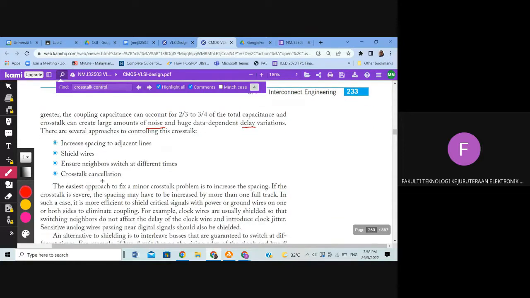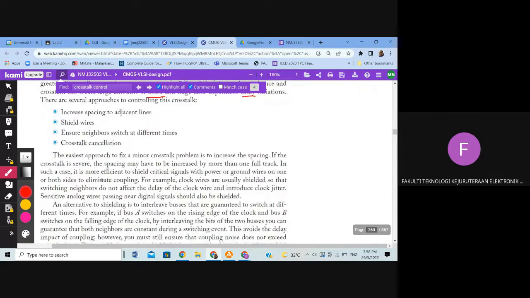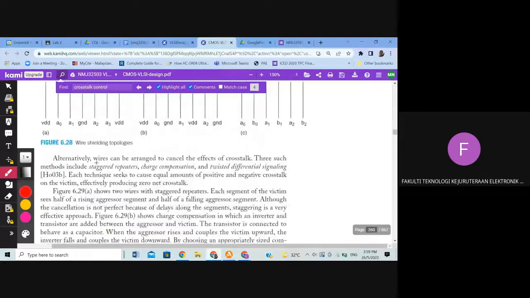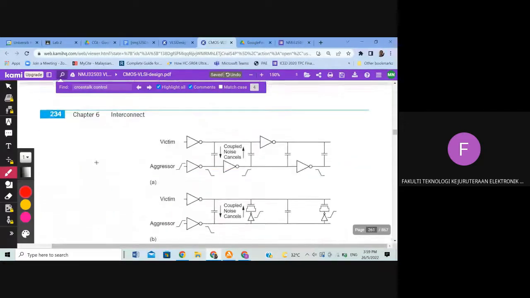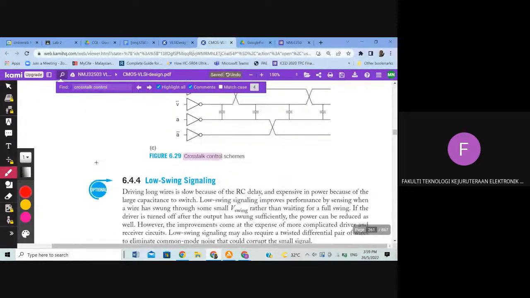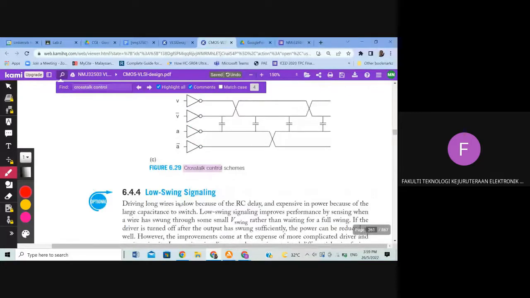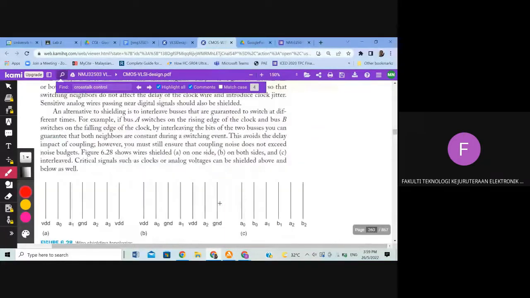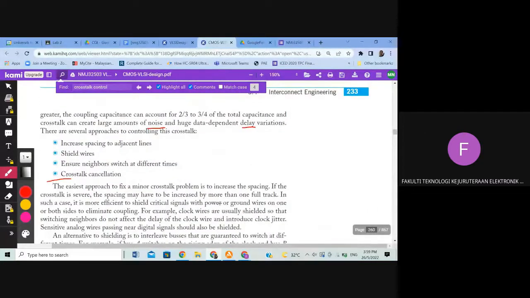As I mentioned just now, I give you time to read. You spend your time to read from this until before low swing signaling. So I give you time to read page 233, and then we will come back after a few minutes and discuss.